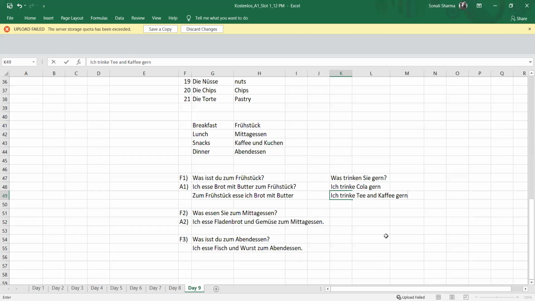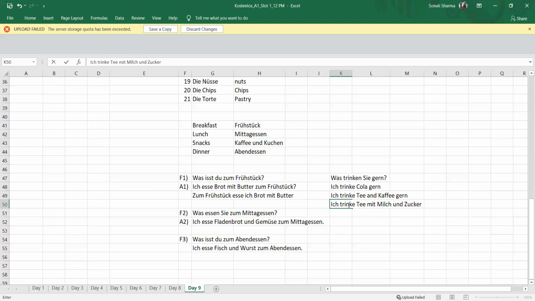I like to drink tea and coffee. And if I say I drink tea with milk, that means दूध की चाय. So, ich trinke Tee mit Milch und Zucker. Zucker. So, दूध और चीनी की चाय.